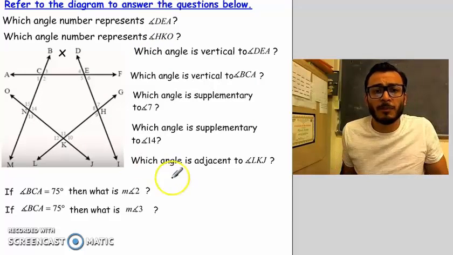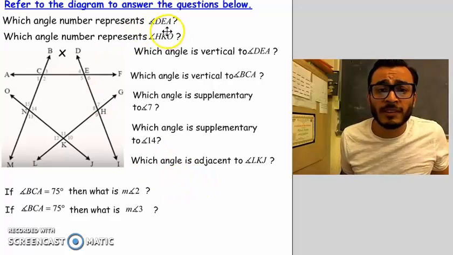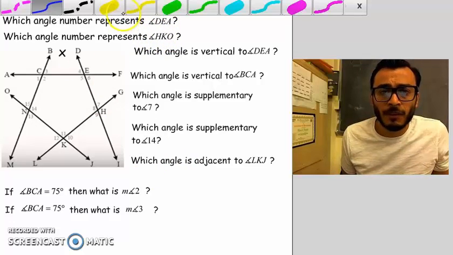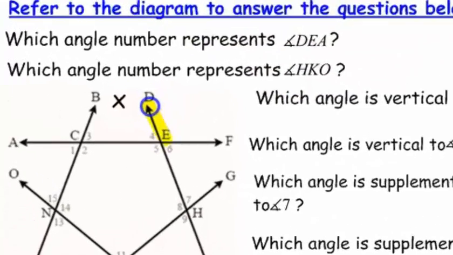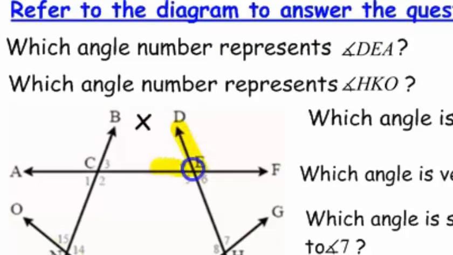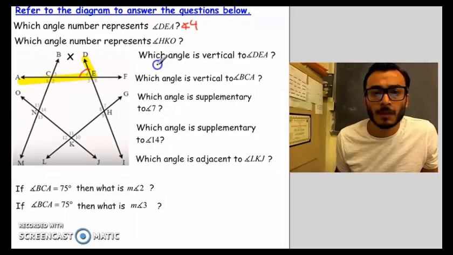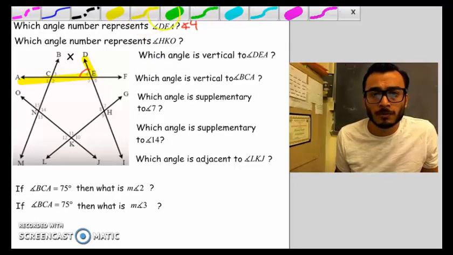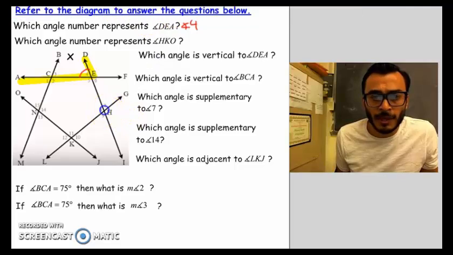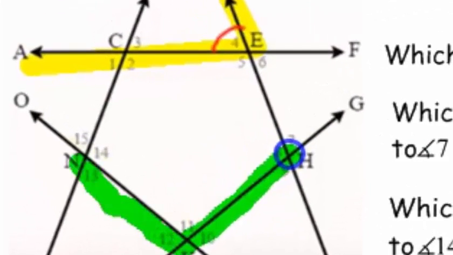Alright, let's do some problems. Which angle number represents angle DEA? So find angle DEA. Follow the letter trail, DEA. That's referring to here, so you want to just focus on where that opening is. So DEA is angle 4. How about HKO? Follow the letter trail. Start with H, go to K, then go to O. So it's talking about this angle here. That's angle 11.